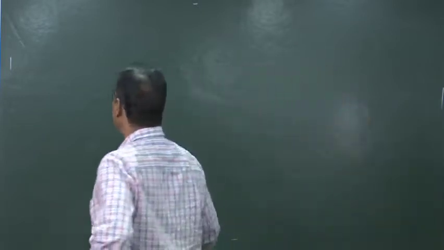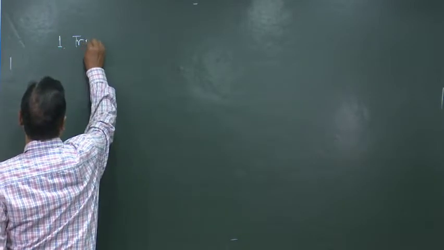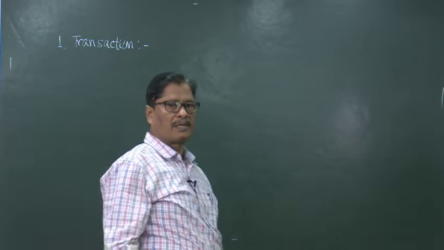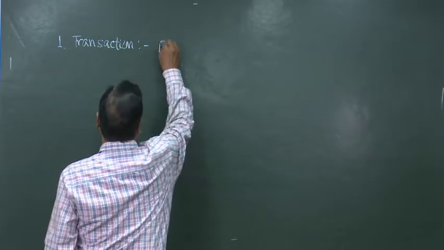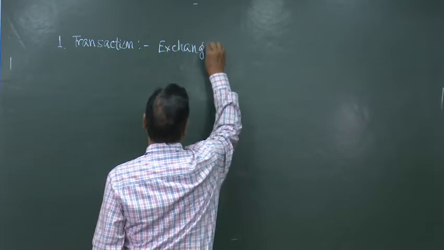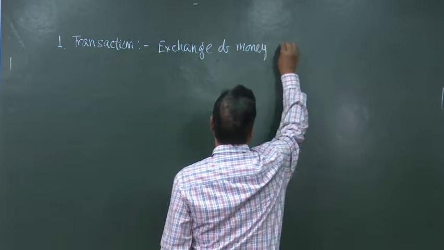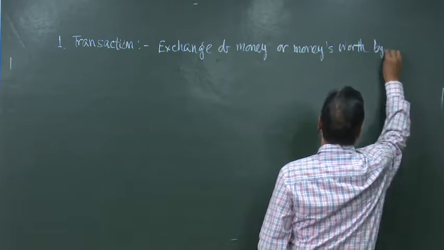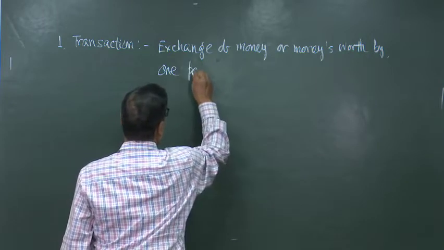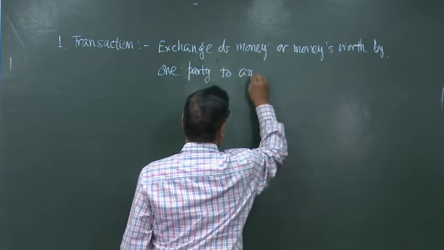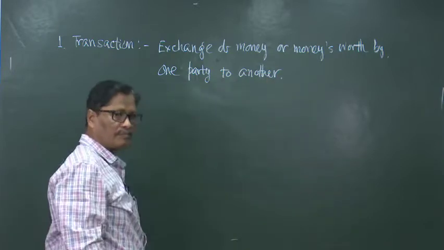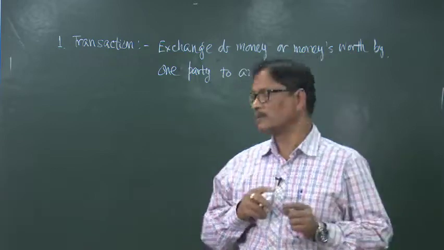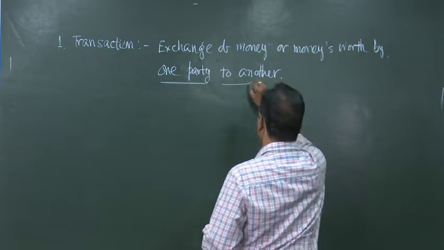First one is transaction, which we have already discussed. Again, in detail, let us discuss. This is exchange of money or money's worth by one party to another. So, a transaction means there will be the presence of two parties, one party to another, that means there are two parties.